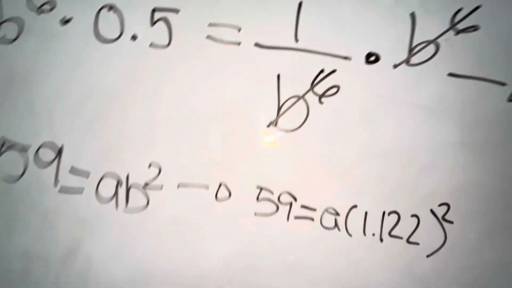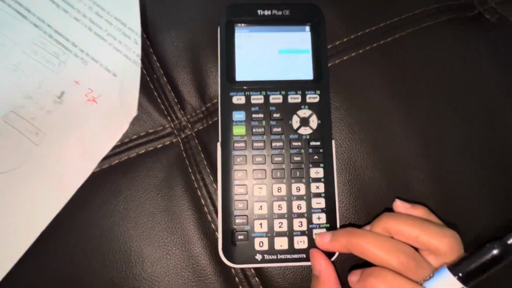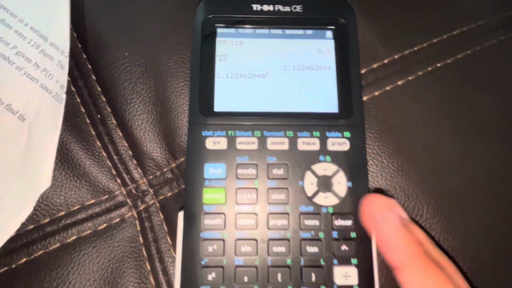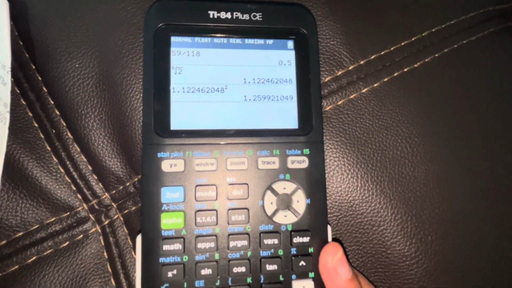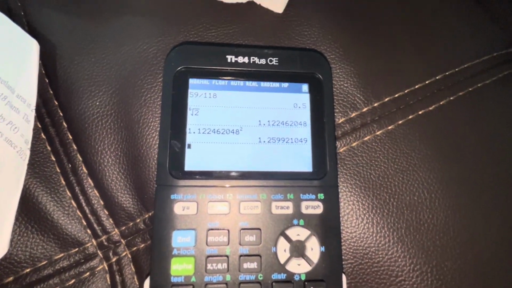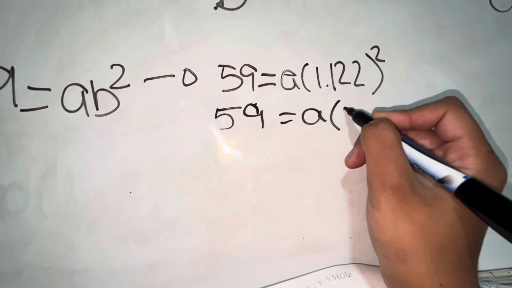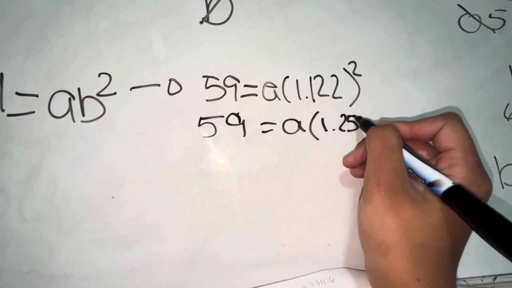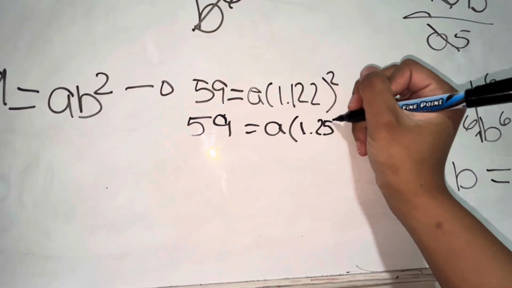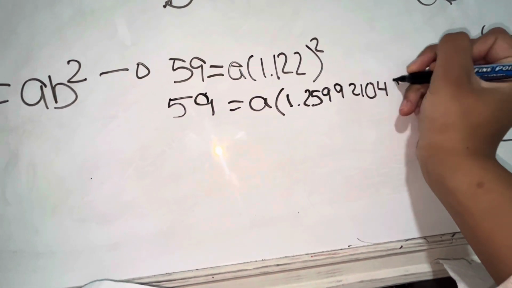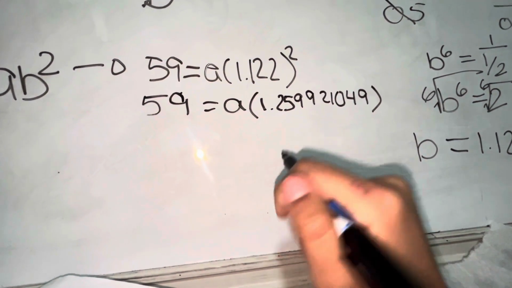So let's put that into our calculator. What is 1.122 squared in our calculator? You can go up and then press enter, and it'll show up the exact same way. And then press squared, and that will show up as 1.259921049. So once you have that, you can write that as a times 1.259921049. And now we're trying to find a, so let's isolate a.